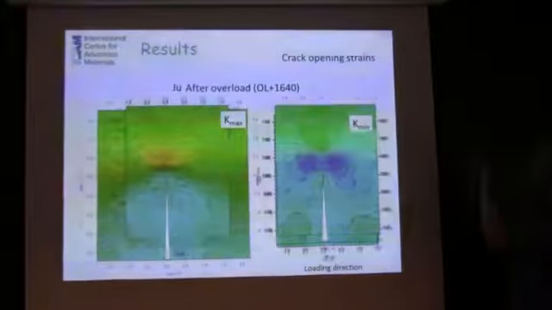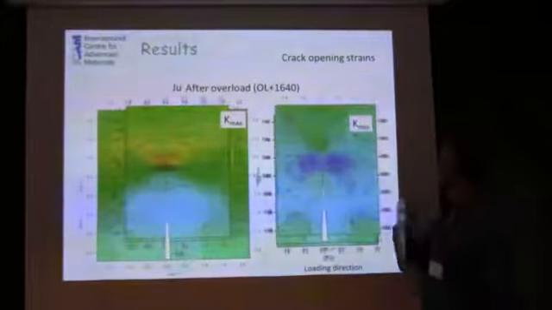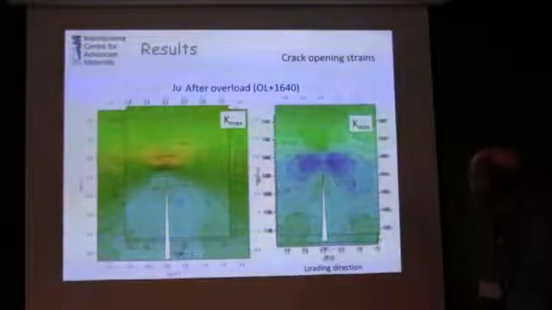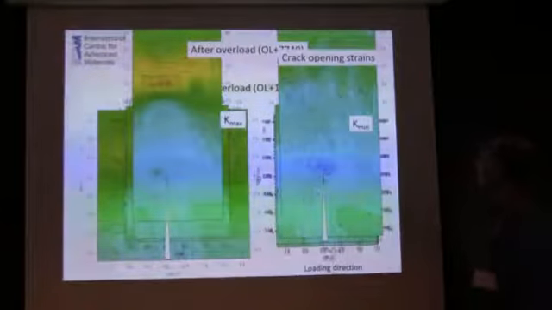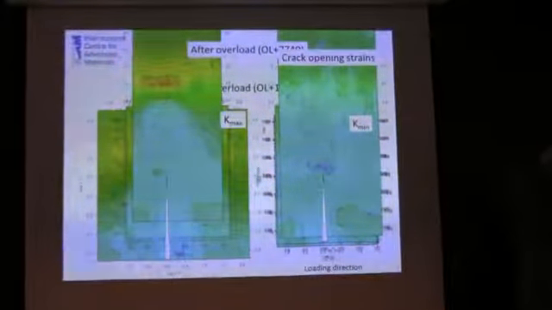Then we grow it 1600 cycles. It's starting to get larger. This is growing. We're now getting a more complex compressive stress field here. Again, you can see that. Okay. And then as we grow, this one has now grown 7,000 cycles.